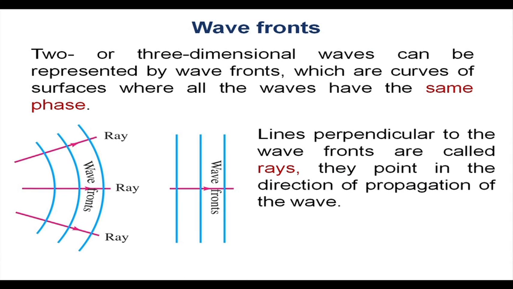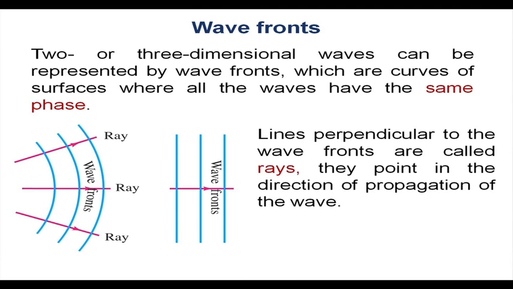Any sound, or acoustic wave, has a wave front. What is a wave front? A two or three dimensional wave can be represented by wave fronts, which are curves or surfaces where all the waves have the same phase. If you see the blue lines, all are wave fronts, and along each line the wave has the same phase. A line perpendicular to the wave front is called a ray. As per the figure, this magenta line perpendicular to the wave front is a ray. The ray direction is the direction of propagation of the wave.